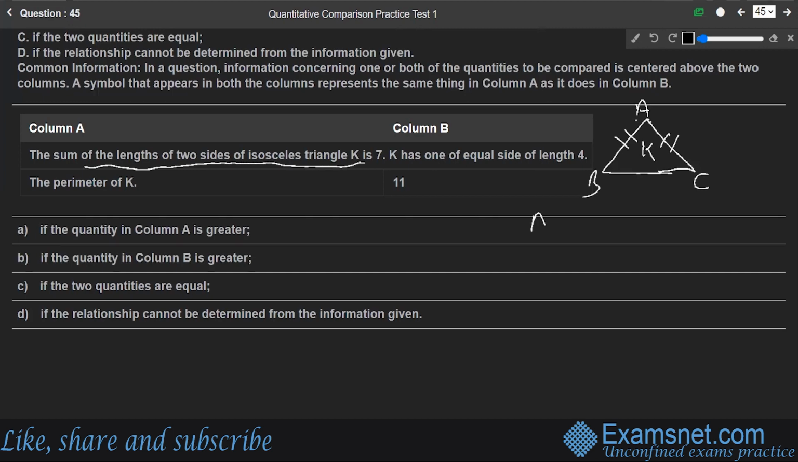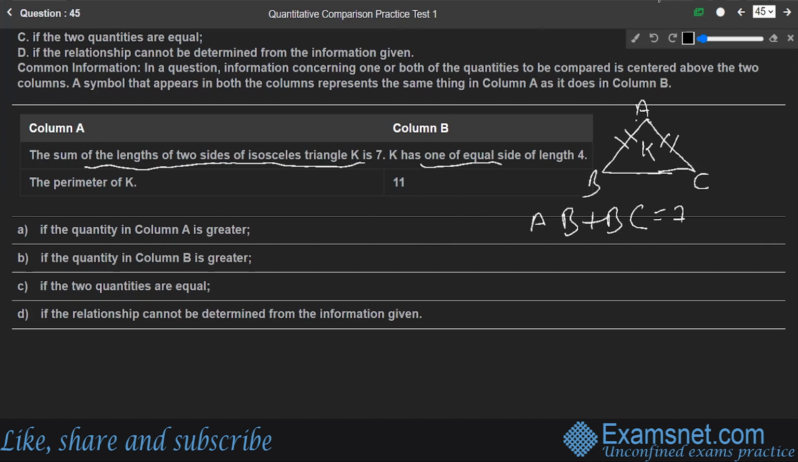So let us write AB plus BC, that is the sum of the lengths of two sides of the isosceles triangle, that is 7. AB plus BC is 7, but there is a problem here. They are saying the sum of the lengths of two sides of the isosceles triangle is 7, but they are not mentioning which two sides, whether the two equal sides have the sum of 7, or one equal and one unequal side have the sum of 7. That is not given.